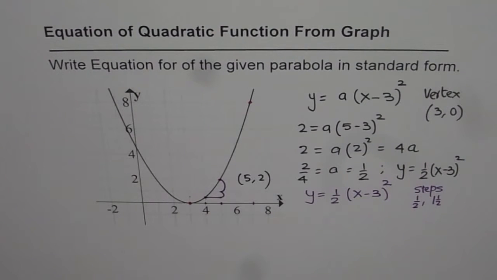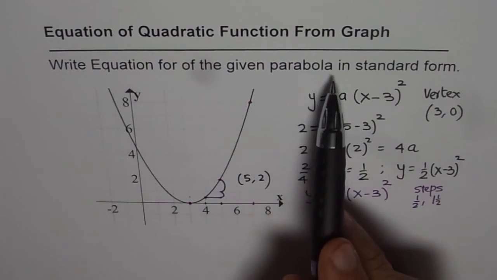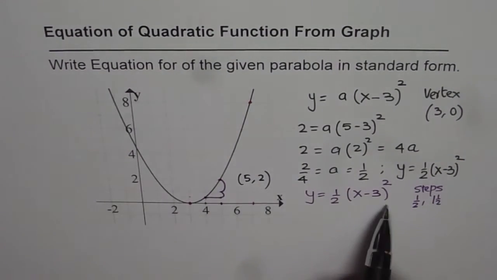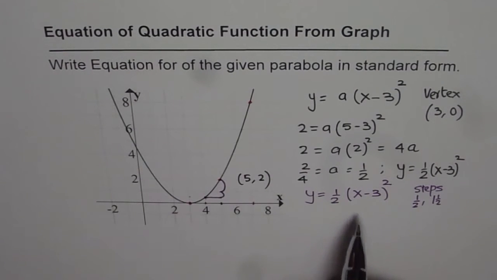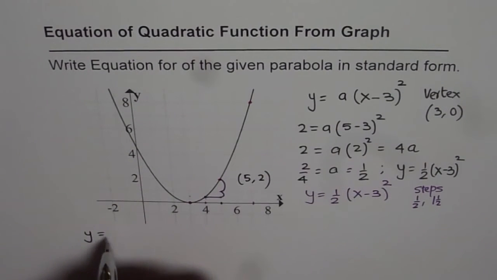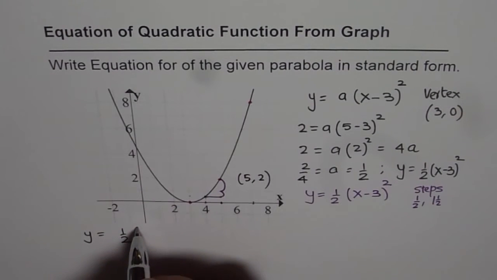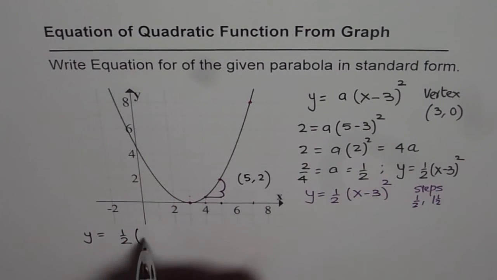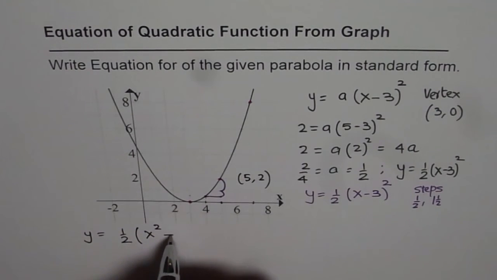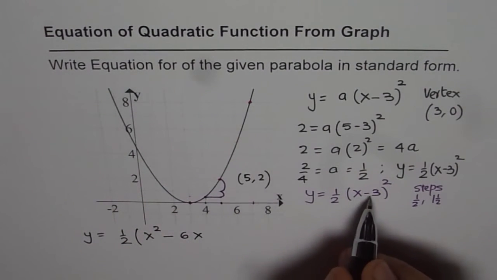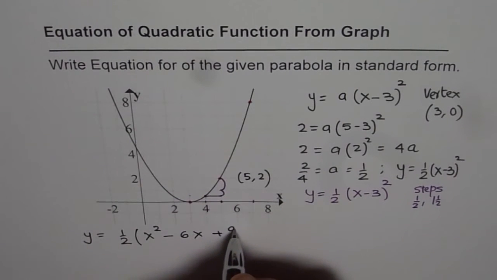The question actually says we need to find the parabola equation in standard form. Now to write this in standard form, we just need to expand. So we get y equals half of (x minus 3) whole square. So that gives us x square, let's expand it, minus 2 times 3x, which is 6x, plus 3 square, which is 9, right?